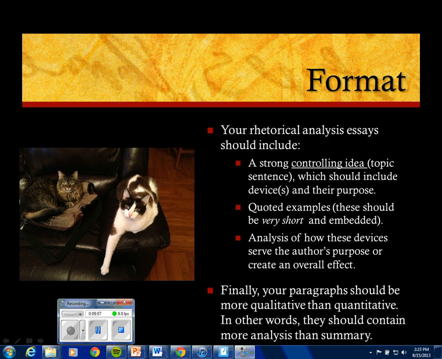And then finally, I would say your paragraphs should be at least equally qualitative and quantitative. So they should be at least equal in terms of having summary and analysis, but you should really aim to have more analysis than there is summary.